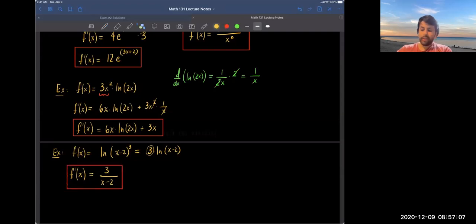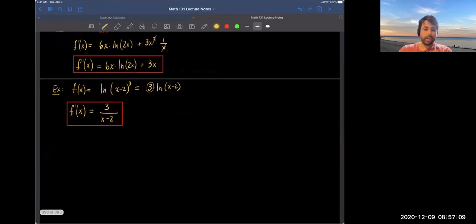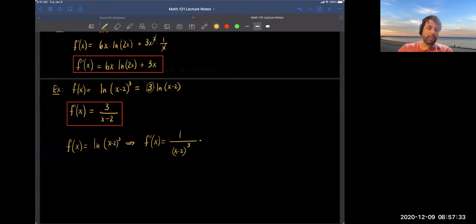I could have done it differently though. This is one way of doing it, by using the powers of logs. The other way would be to straight up just differentiate this. But if I do it just straight up, this would be 1 over x minus 2 cubed, and then I would multiply by the derivative of the inside function, which is x minus 2 cubed.